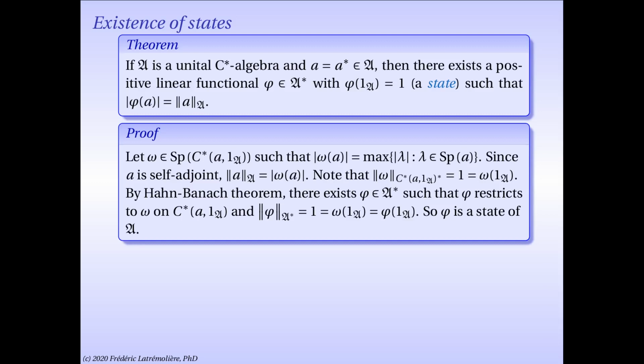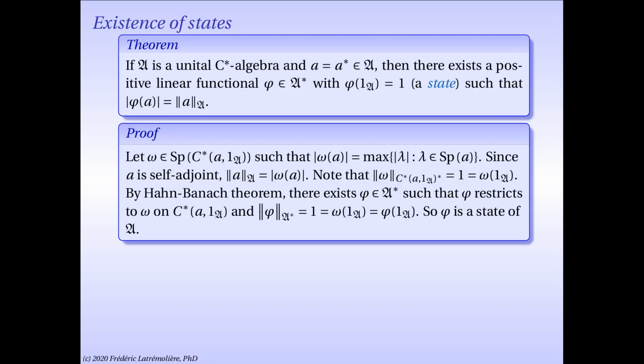If you look at what it does at A, by definition, phi of A is the absolute value of omega of A, it's the spectral radius of A, and A is self-adjoint, so it's the norm of A. Now I remind you from our previous lectures that a positive linear functional of norm 1 is called a state, and from the work we've done on the previous slides, we know that therefore states are positive linear functionals which take the value 1 at the unit. So really this is a theorem about the existence of states.